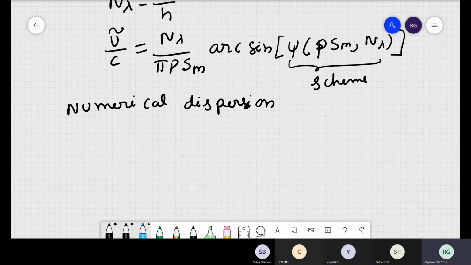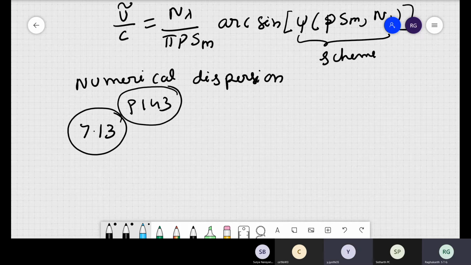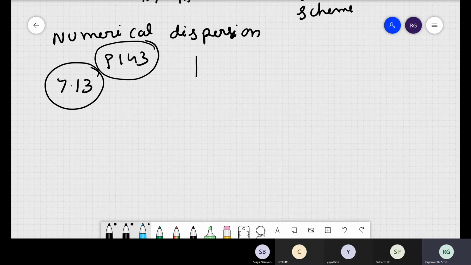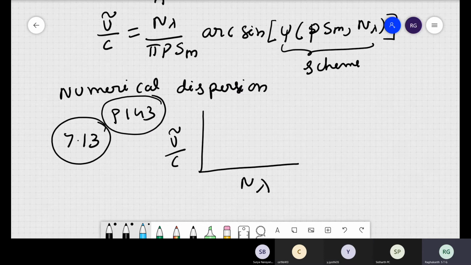If you see the textbook, figure 7.13 on page number 143, he has plotted all the dispersion curves as a function of n lambda. So n lambda is here, and he has plotted the normalized grid velocity. In reality we expect this should be 1, because the analytical velocity is c. In finite difference also you should get the same value.